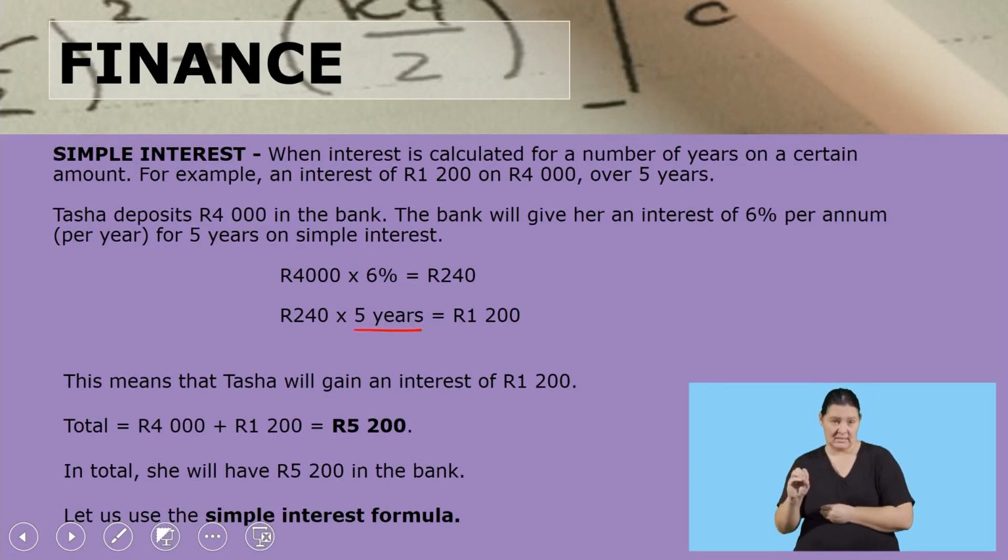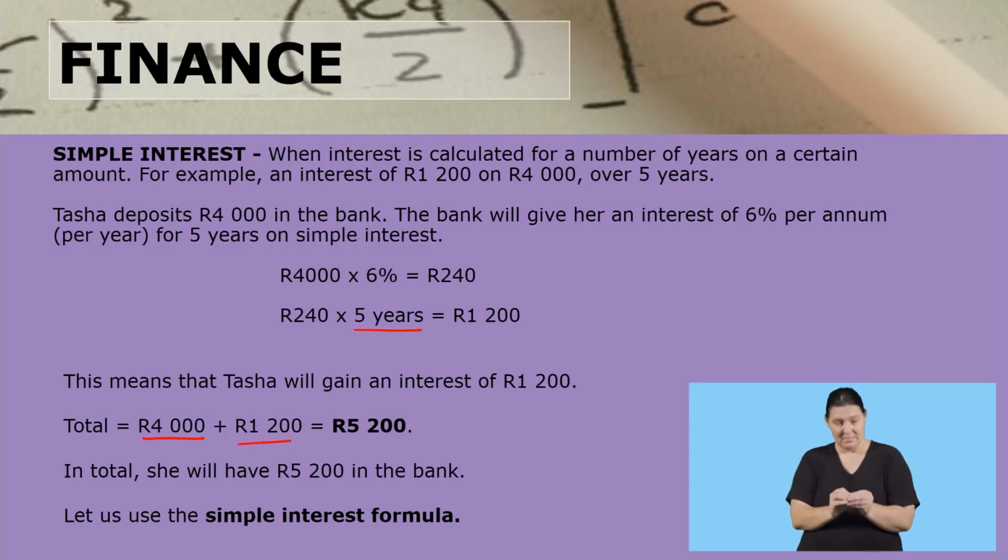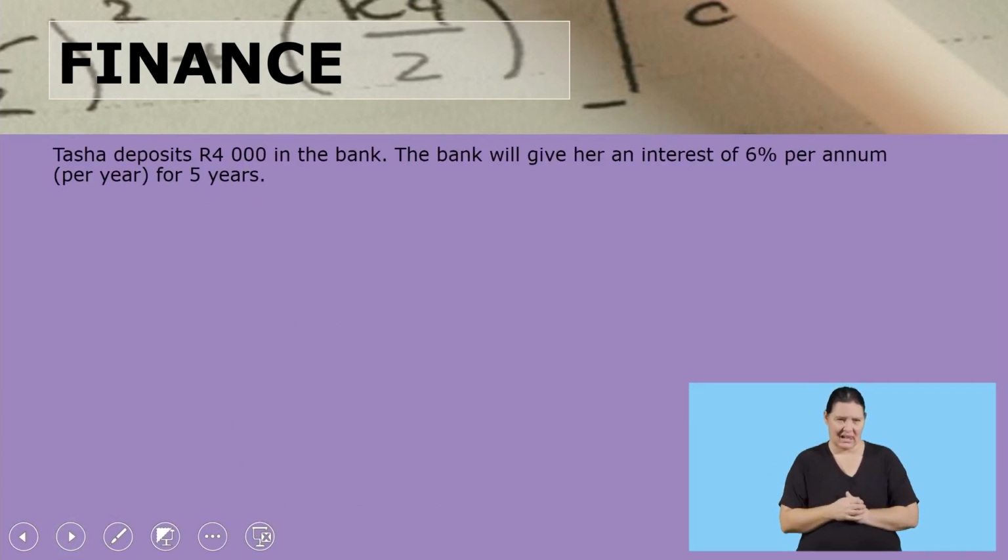And then the total amount that she will have in her bank account, that's going to be the 4,000 that she initially had. And then we are going to add the interest that Tasha has gotten from the bank. And that is going to give us 5,200 rands. So in total, she's going to have 5,200 rands in the bank. But then there is a formula that is used to calculate this simple interest. And that is the last point that we are going to look at today.